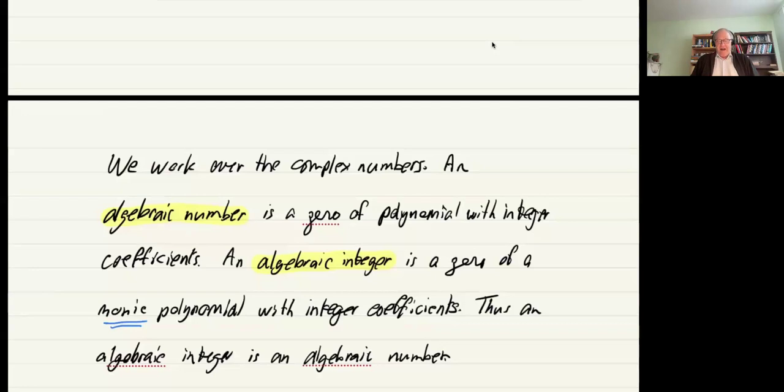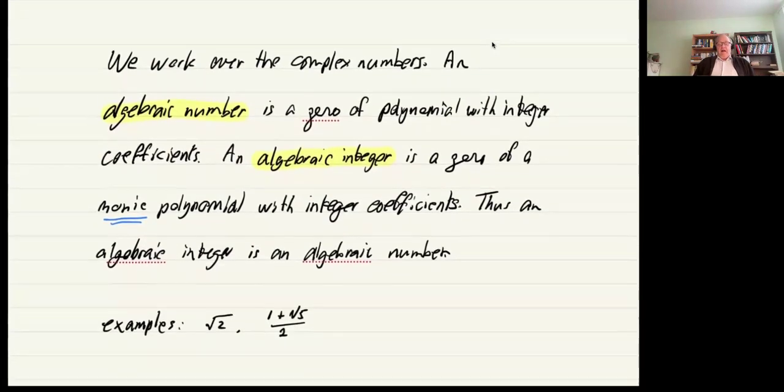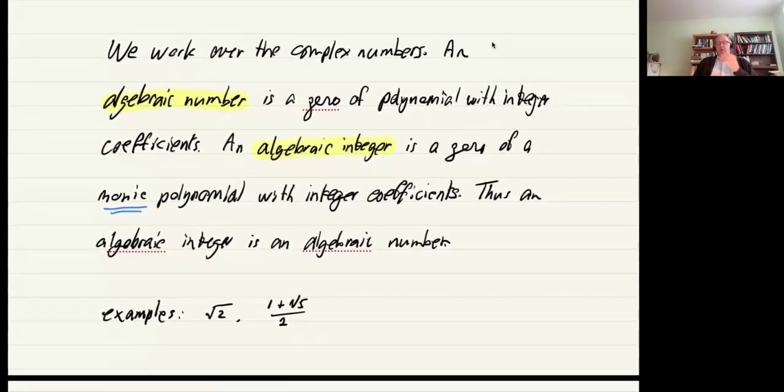Okay, so start again. We're going to look at algebraic integers. So we're working over complex numbers, so everything we deal with is a complex number at this point. An algebraic number is a zero of a polynomial with integer coefficients. So 2x squared minus 3. The zeros of that are root 3 on 2 and minus root 3 on 2. They're algebraic numbers. An algebraic integer is a zero of a monic polynomial with integer coefficients.